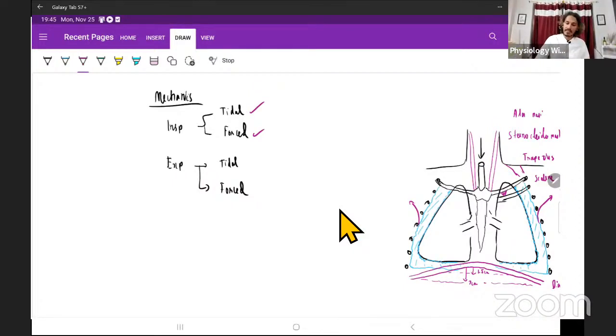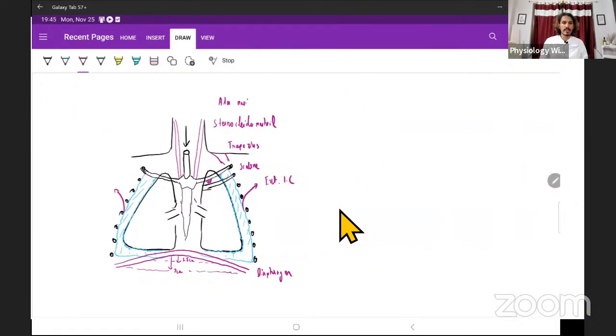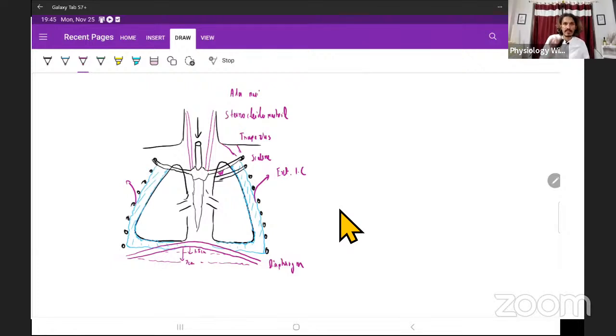Now, what about tidal expiration? Tidal expiration is a passive process, which means there are no muscles actively involved. What happens? For inspiration, what did we do? We brought the diaphragm down 1.5 centimeter. Now that by recoil goes back up. That is passive expiration. So normally when we breathe, we take muscle help like diaphragm only for inspiration. Expiration normally happens. We don't have to do anything.